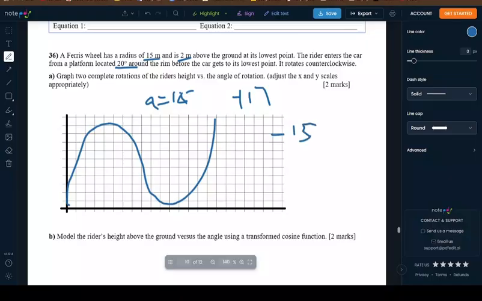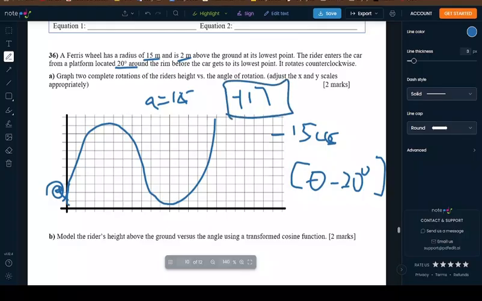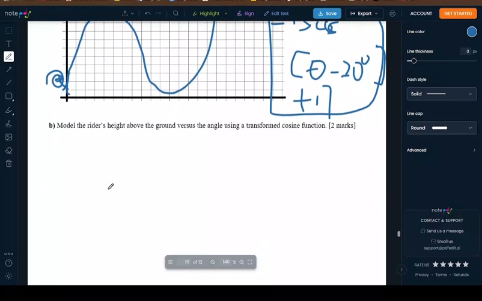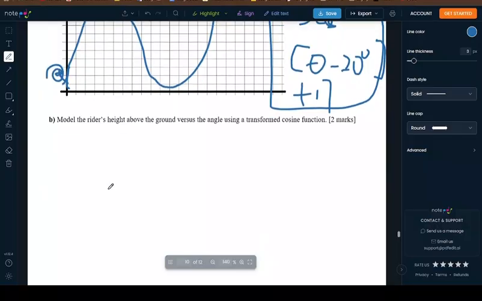So negative 15 cos, we have to figure out theta here. The car is 20 degrees around the rim before it gets to its lowest point, so we're at some distance here, which means we want to shift it a little bit to the right by 20 degrees. And then our axis, as we determined, is plus 17. So this is our function, and you can sketch this: negative 15 cos of (theta minus 20 degrees) plus 17. Model version of cosine. Alright, I already did it.